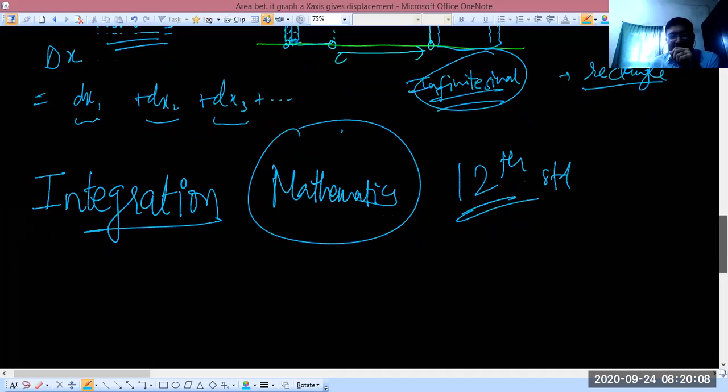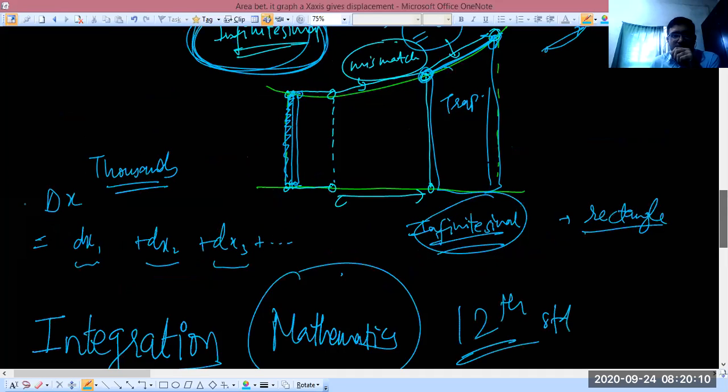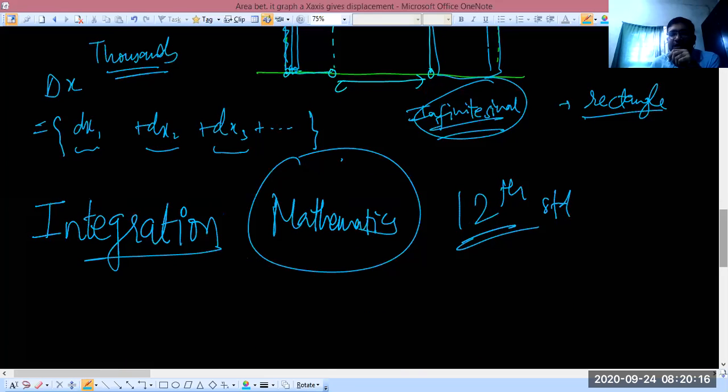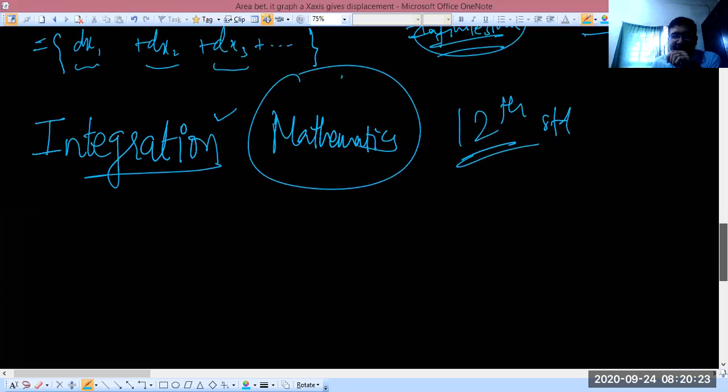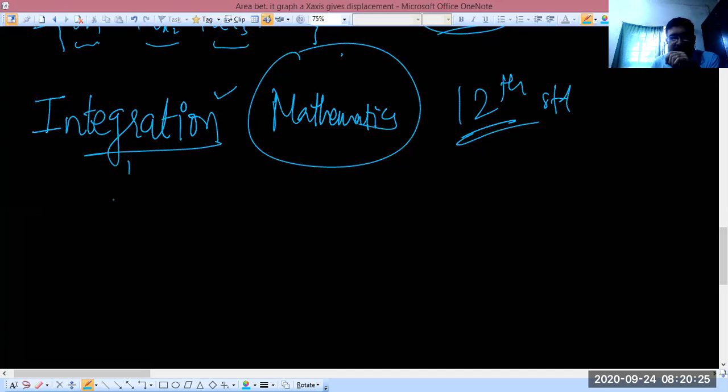So I'm telling you that this process of adding so many small things or small areas is actually integration. Integrate means to combine, or add. So don't forget that integration is actually one kind of addition. But what's the difference? This is addition of infinitesimals. This is addition of infinitesimals.